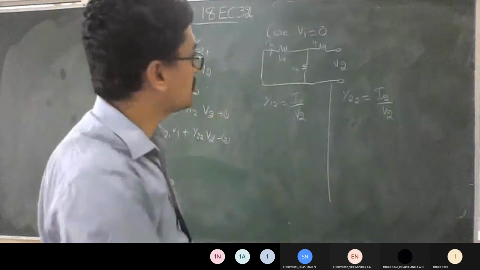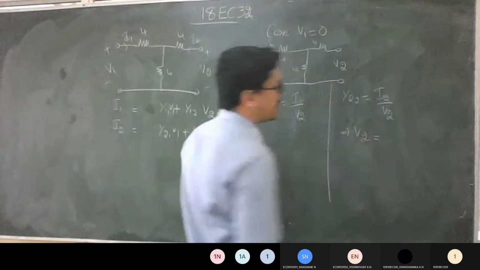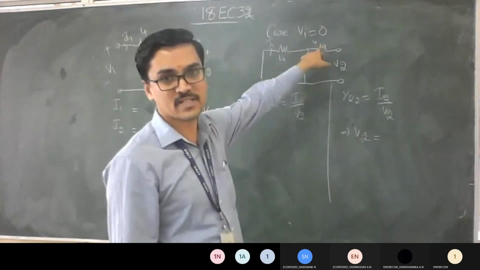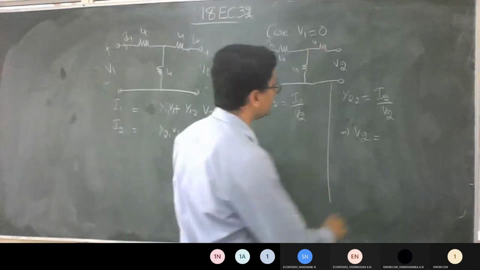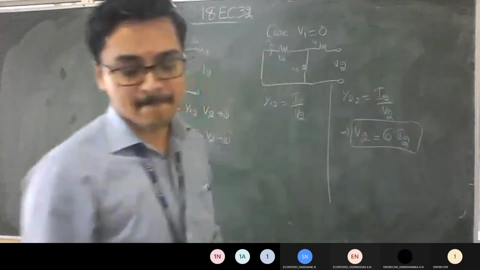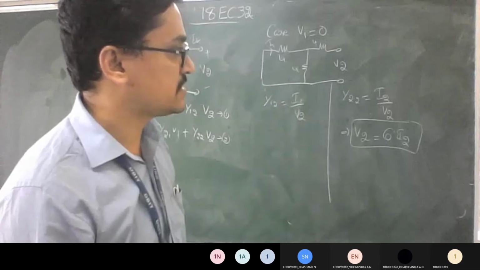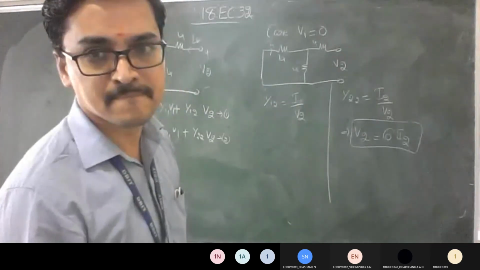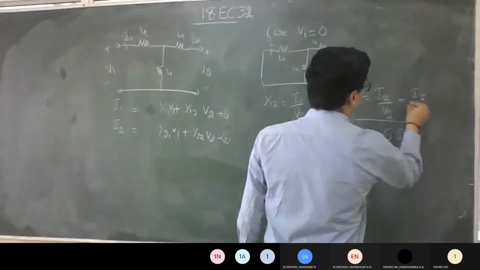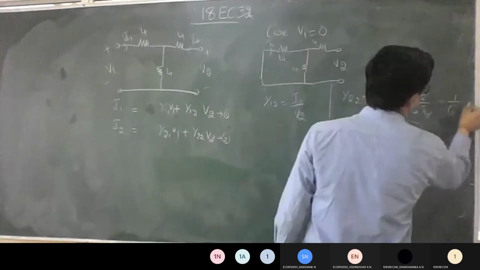So V2 equals to, what is V2 equal to? Again the same concept: equivalent resistance, 4 into 4 divided by 4 plus 4, plus 4. Is it 6 only? So can I claim V2 is equal to 6 I2? Is it fine, everyone? So substitute this here. So this becomes I2 divided by 6 I2. Again I2 gets cancelled. Left out is 1 by 6 mho.